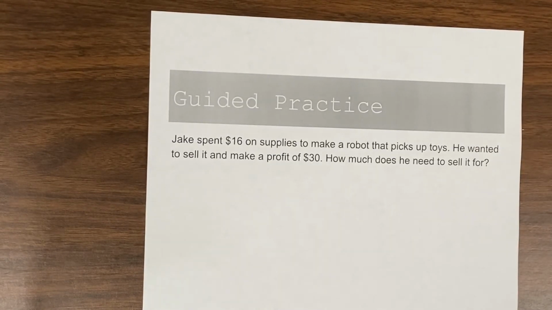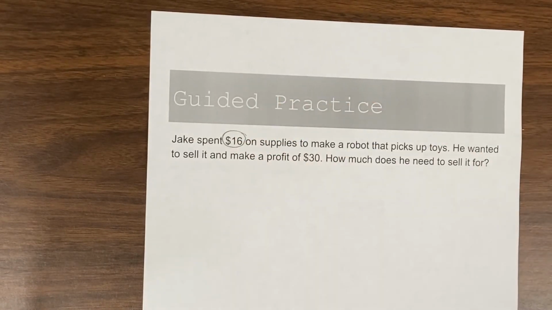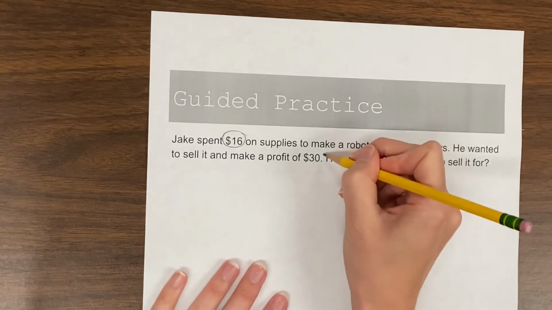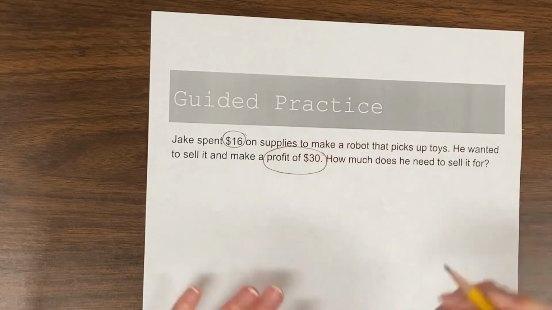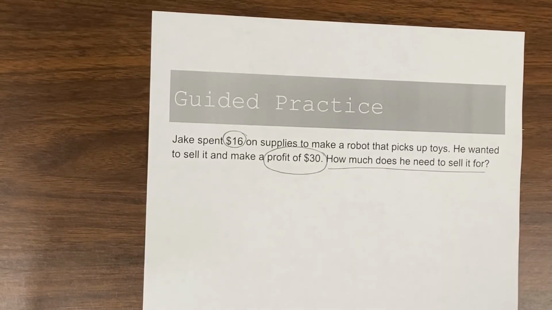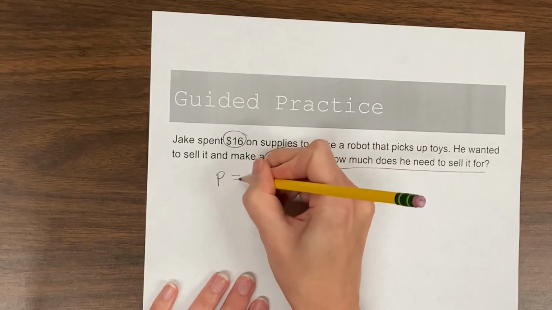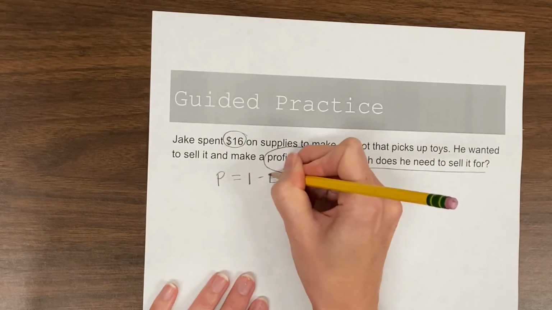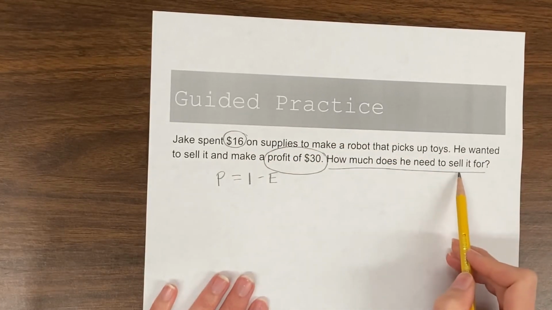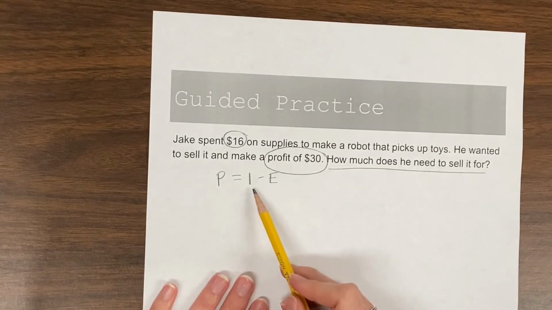Last question. Jake spent $16 on supplies to make a robot that picks up toys. He wanted to sell it and make a profit of $30. How much does he need to sell it for? So again, I already know what I want my profit to be. If I'm looking to see how much to sell it for, this is money that's going to be coming in, so I'm looking for income.